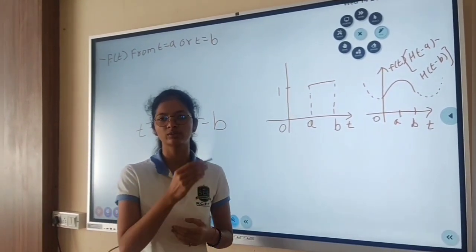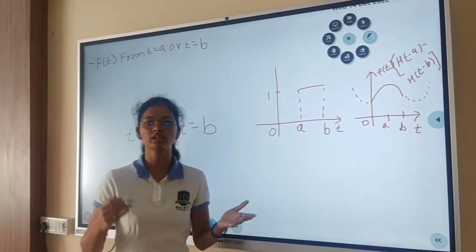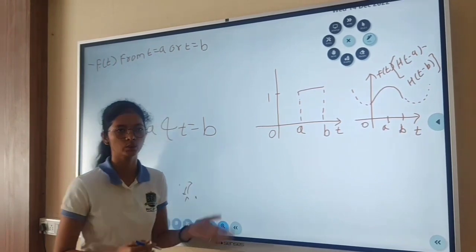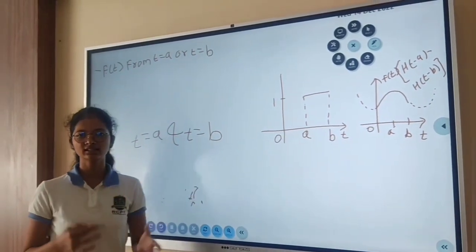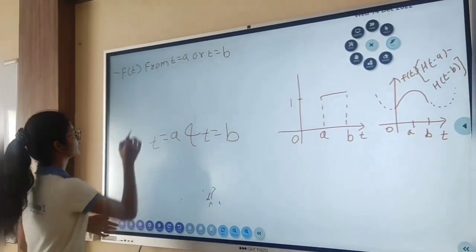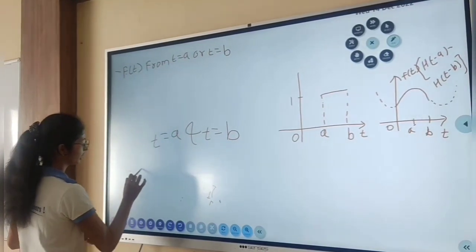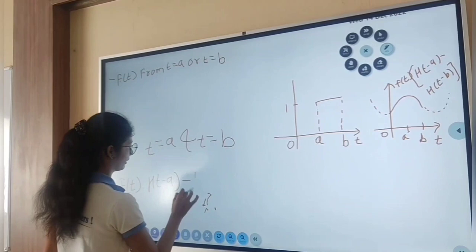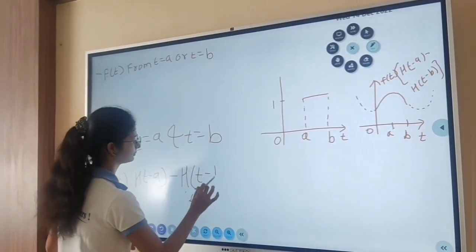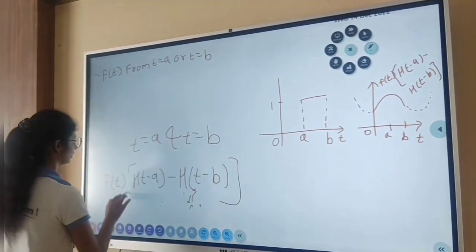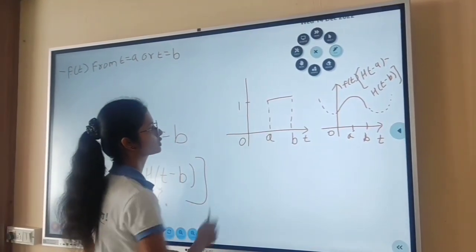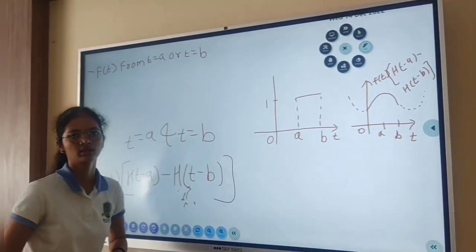Since the part of the function f of t is cut off before t equal to a and after t equal to b, only the remaining part between t equal to a and t equal to b remains. Thus the function becomes f of t into h of t minus a minus h of t minus b, and here also the dotted part shows the parabola's cut side. Thank you.